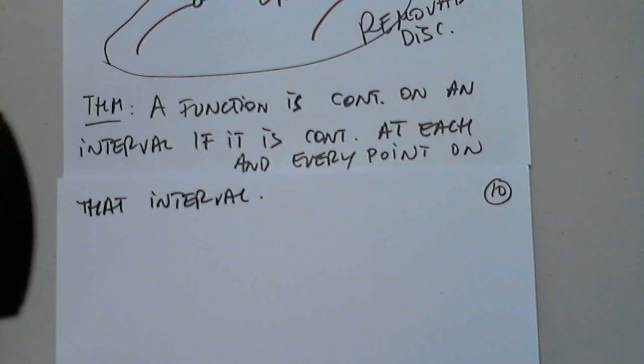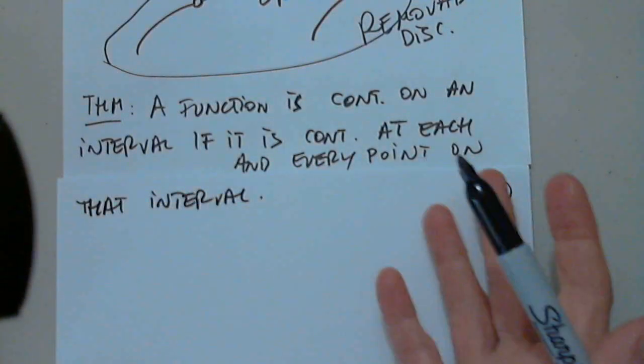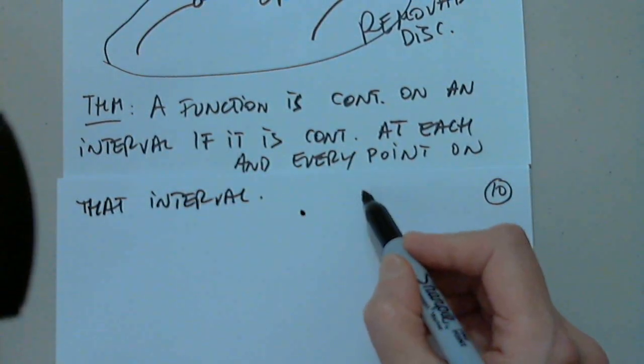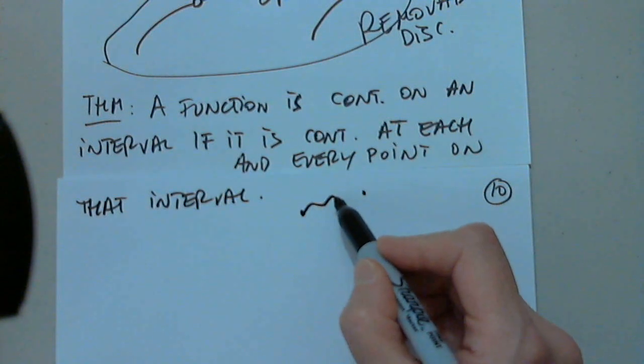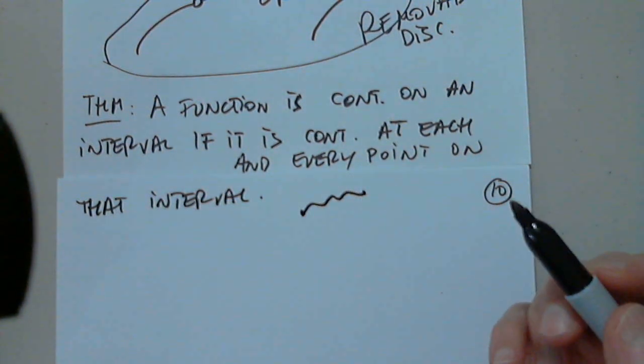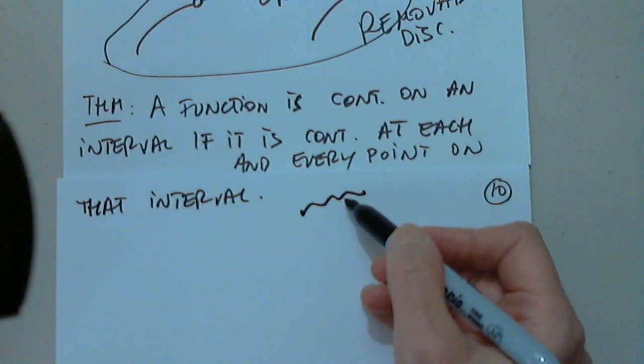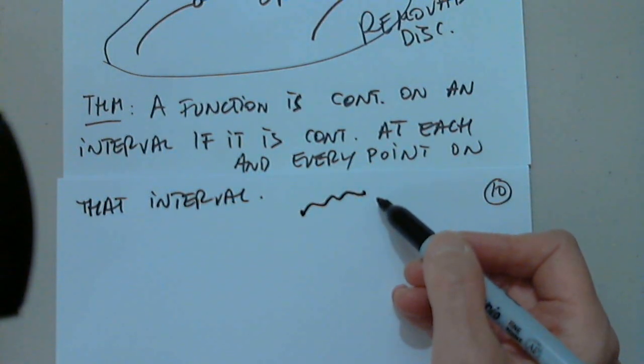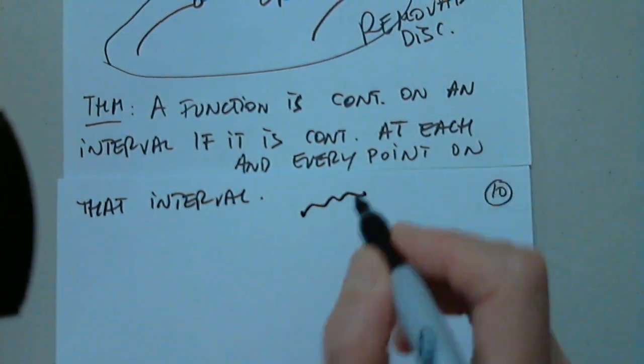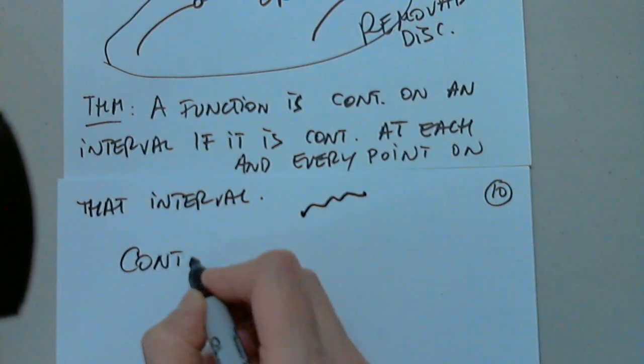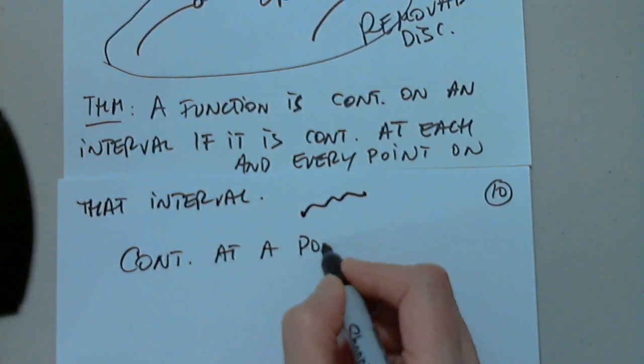But we have to talk about continuity at a point. So this is clear. If a function between these two points is continuous, it must be continuous at each and every point on that interval. But what does continuity at a point mean? Continuity at a point.